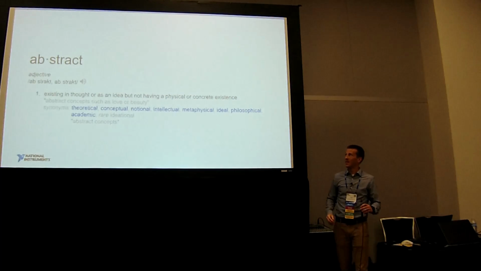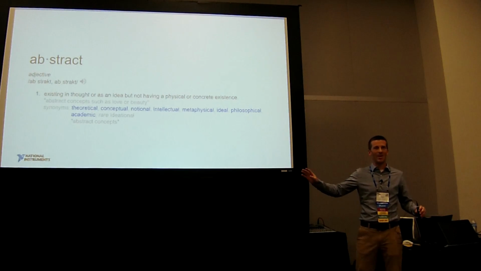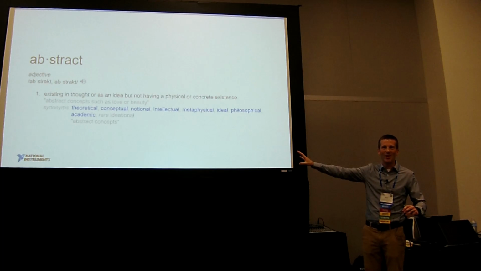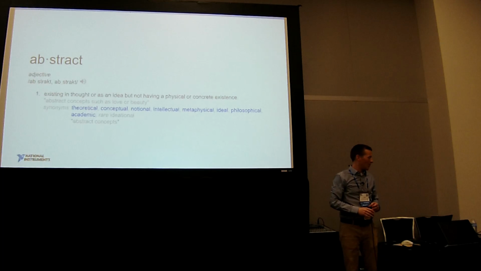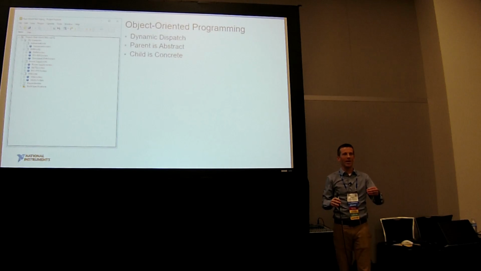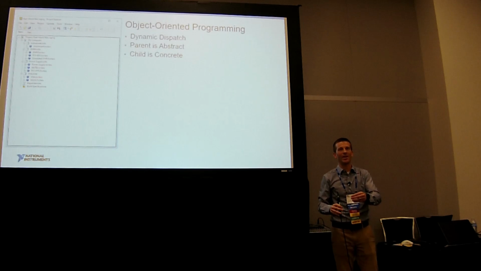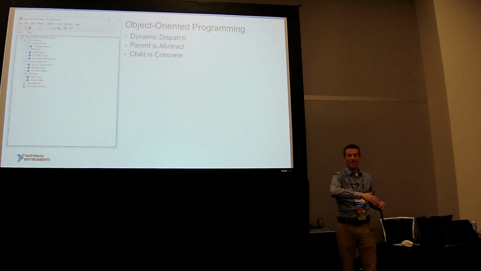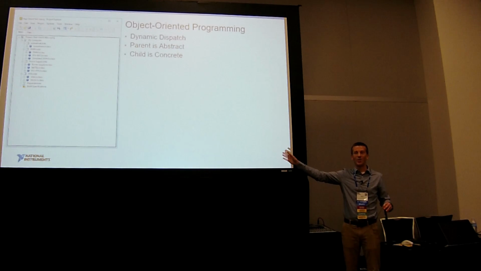All right, so looking again at this definition, abstract: existing in thought, not having concrete existence. All right, so what we'll look at is there is kind of the abstract version of what you're talking to and the concrete version of what you're talking to. All right, so how do we do this? Not case structures. Let's start looking at object-oriented programming.